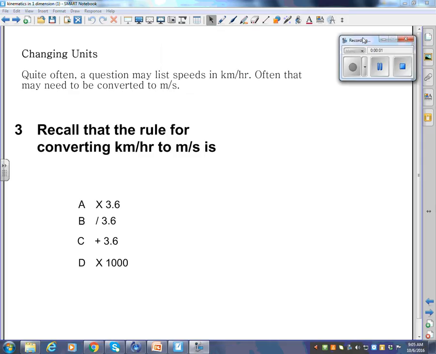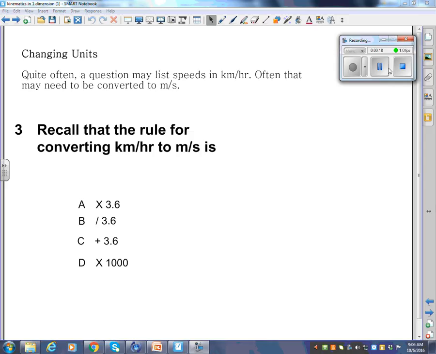Alright, so one thing that you learned in grade 10 that you certainly need to know now, and certainly going forward in grade 12 as well, is changing units. Quite often a question may list speeds in kilometers an hour. Often that has to be converted to meters per second. Do you remember what the rule is?